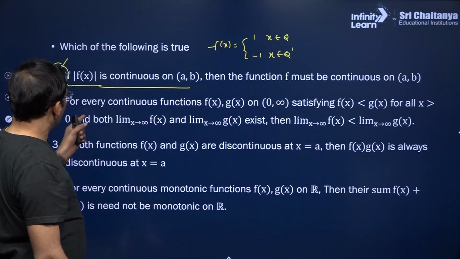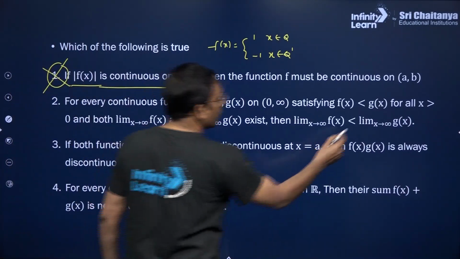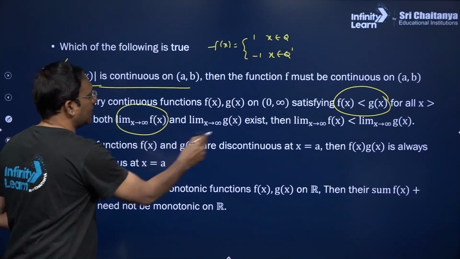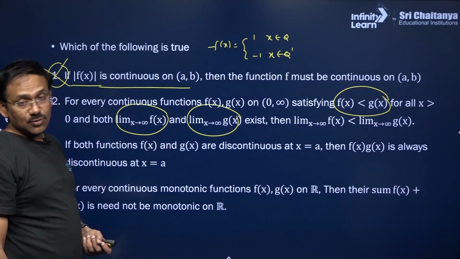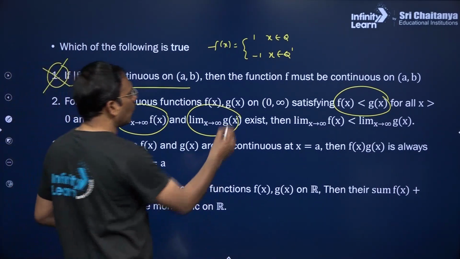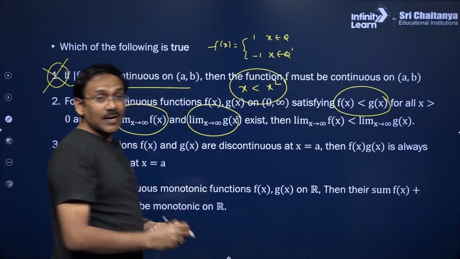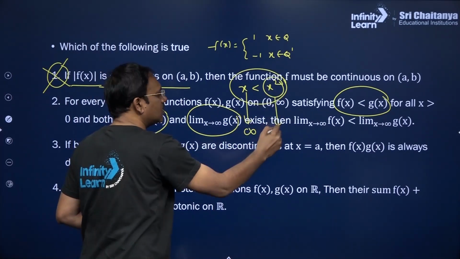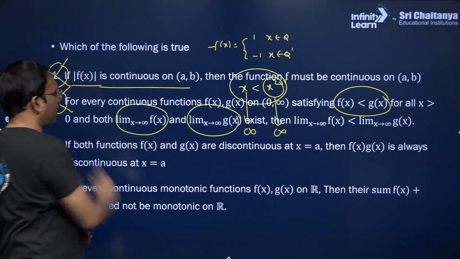Coming to second statement, for every continuous function f of x and g of x on open 0 to infinity such that f of x less than g of x, for all x positive, limit x tends to infinity f of x and limit x tends to infinity g of x exist, then limit x tends to infinity f of x less than limit x tends to infinity g of x. You see, my dear friends, one function you take x, other function you take x square, clearly x less than x square. But as x tends to infinity, this limit exists which is infinity, this limit also exists which is infinity. I can't say infinity less than infinity. So, this statement is invalid, my dear friends.